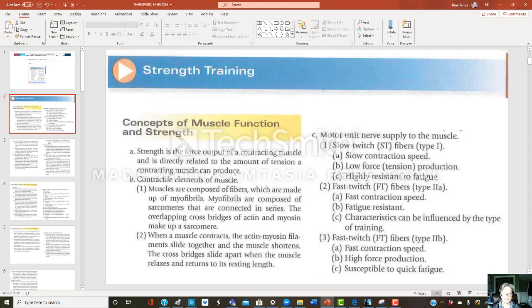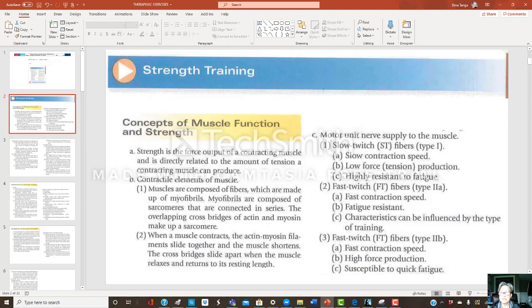Contractile elements of muscle. Muscles are composed of fibers, which are made up of myofibrils. Myofibrils are composed of sarcomeres that are connected in series. The overlapping cross bridges of actin and myosin make up a sarcomere. When a muscle contracts, the actin-myosin filaments slide together and the muscle shortens. The cross bridges slide apart when the muscle relaxes and returns to its muscle length.